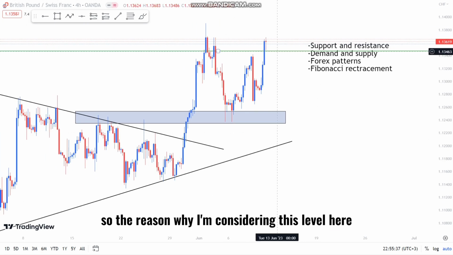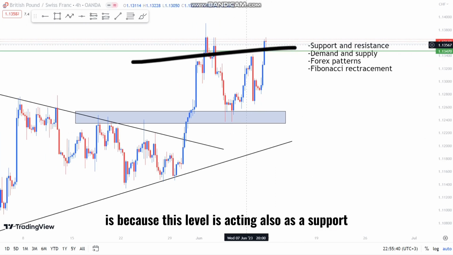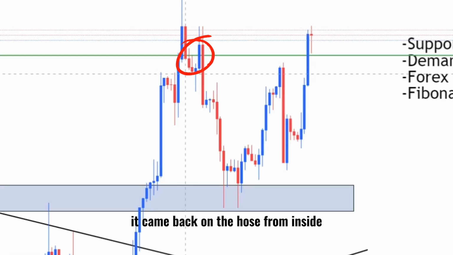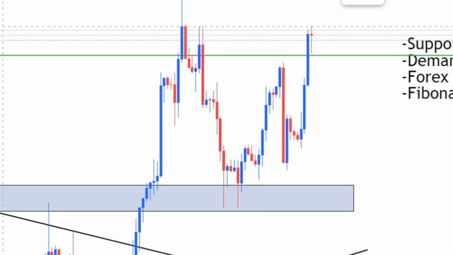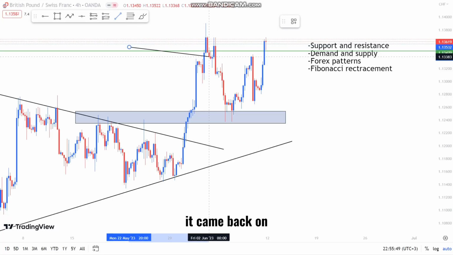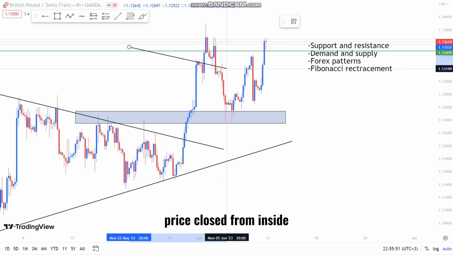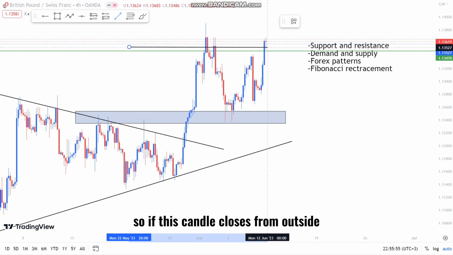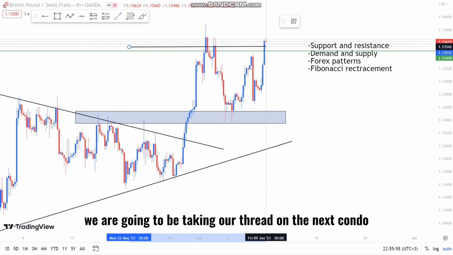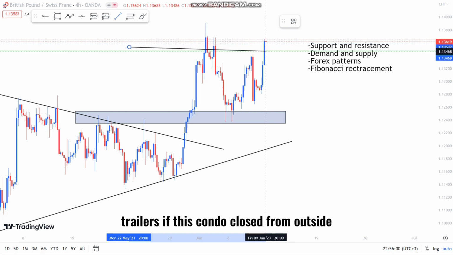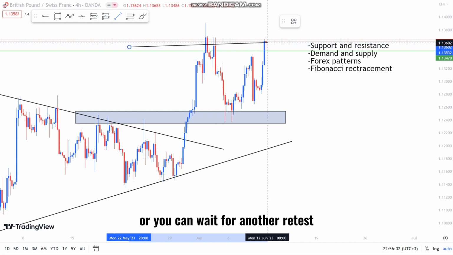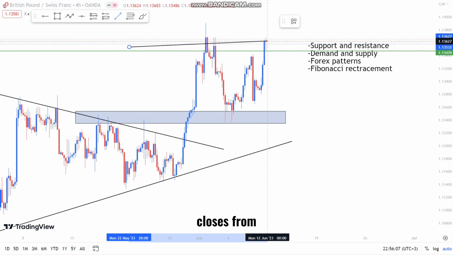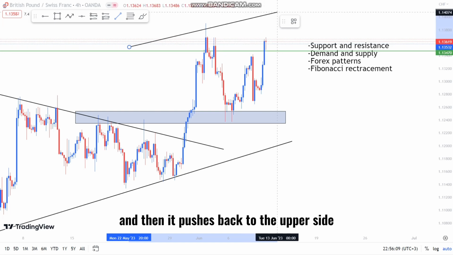The reason why I'm considering this level is because it is also acting as our support and resistance. You can see when price broke out here, it came back and closed from inside. Same to this candle, price closed from inside. So now we have had price break out here. If this candle closes from outside, we're going to take our trade on the next candle, traders. Or you can wait for another retest, and we take our trade when price retests and then pushes back to the upper side.